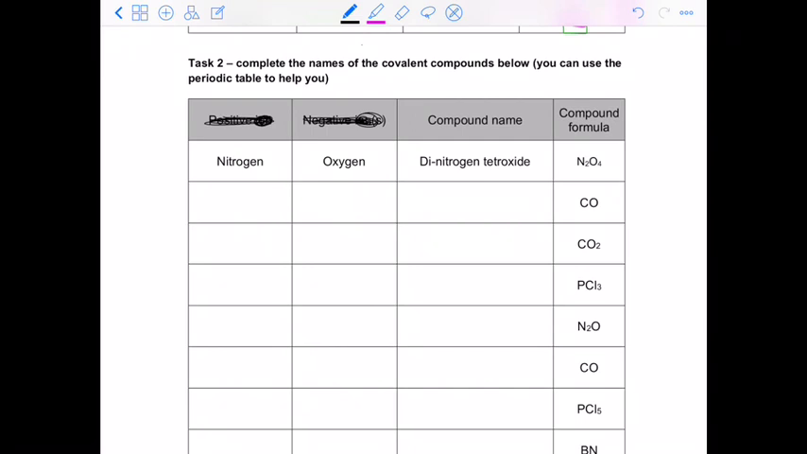So you'll see for here, dinitrogen tetraoxide, there are 2 nitrogen atoms and 4 oxygen atoms. So that's why we have the dinitrogen tetraoxide. Remember that the first one, if there's 1, no prefix. 2 or more, you need the prefix. For the second atom, you always need a prefix.